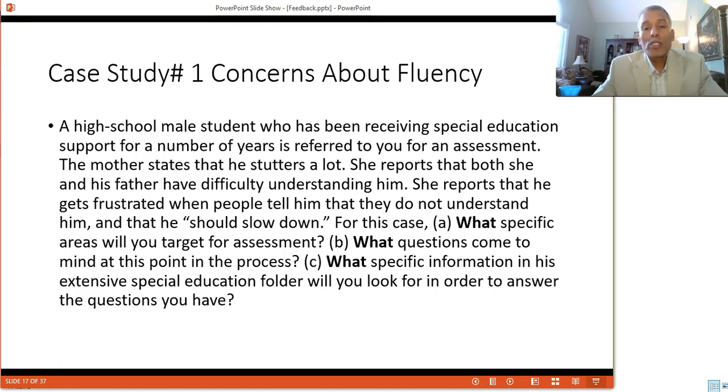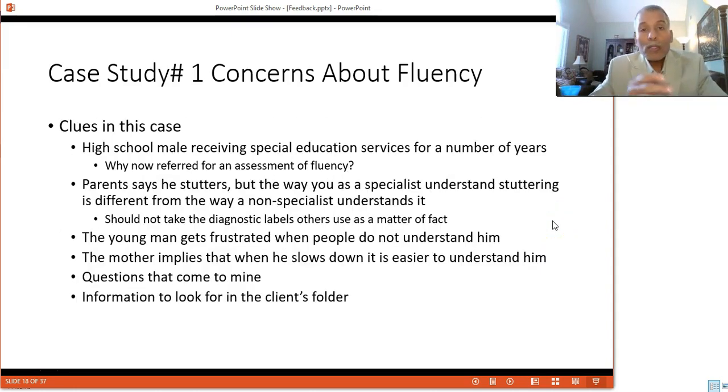And B, what questions come to mind at this point in the process? C, what specific information in his extensive special education folder will you look for in order to answer the questions you have? So, clues in the case. The case is filled with cues. High school male receiving special education services for a number of years. What does that tell you? It tells you that there's an extensive folder and that the person had extensive evaluations before, in the reports and reports. And they have case history and they have scores and a wealth of information.